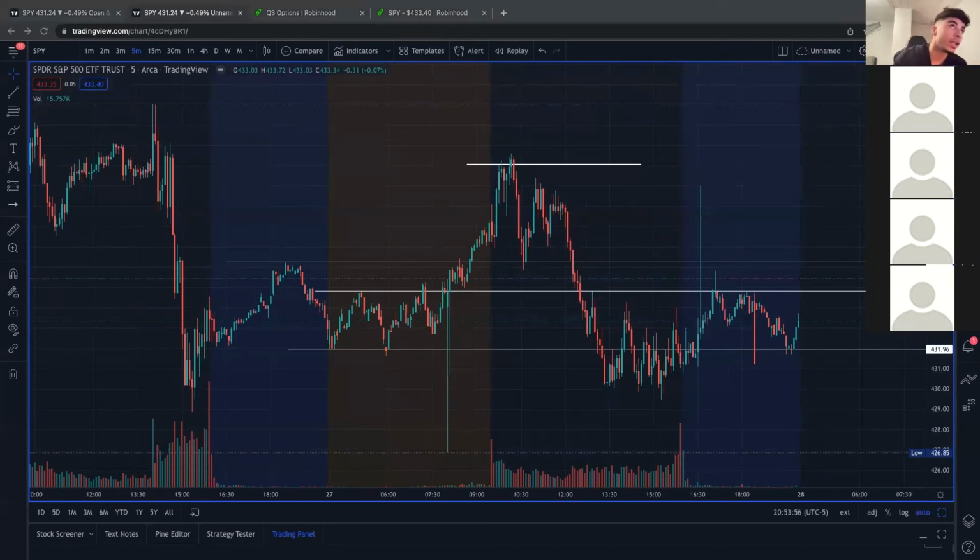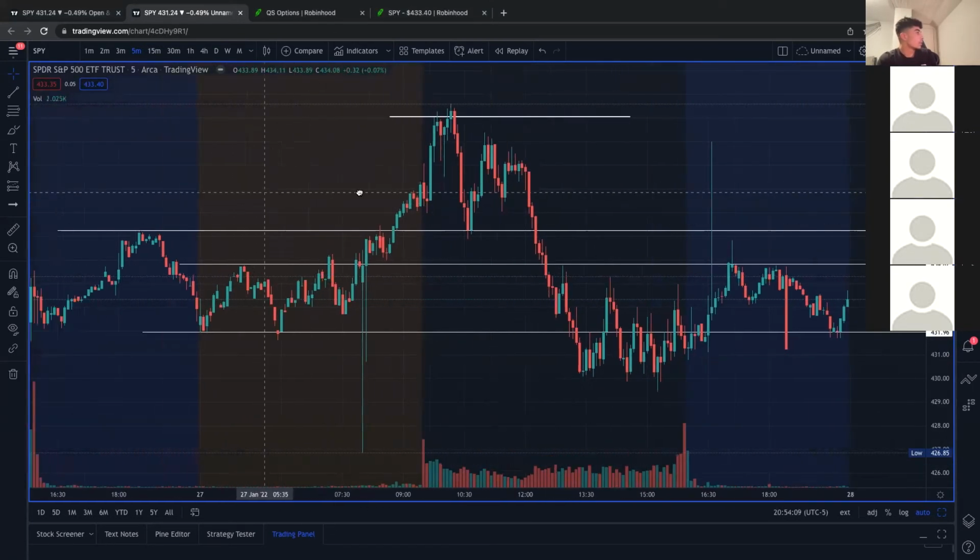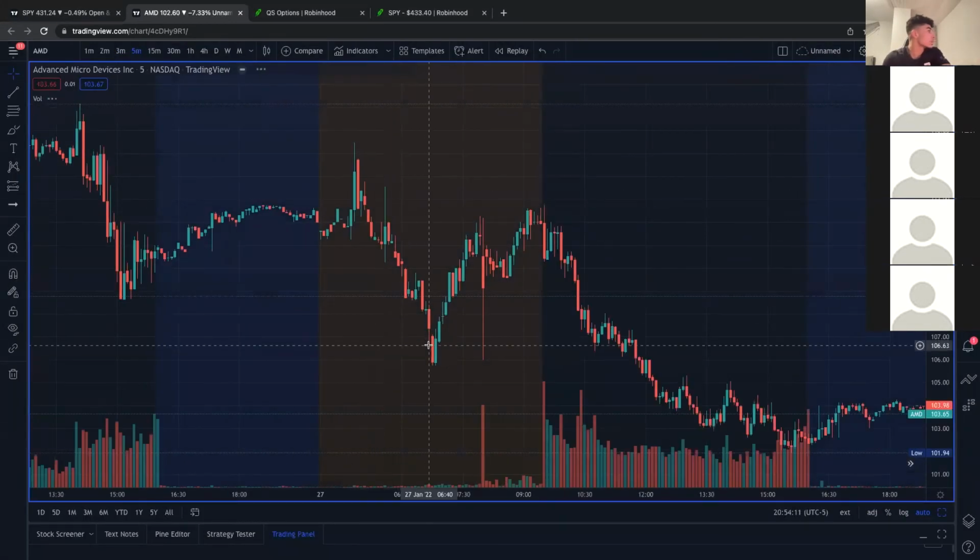Someone asked what indicators do I use? So I'm a very big pattern trader. My favorite way of trading is just assessing patterns. If I can find, let's see what pattern we can point out here. SPY is such a bad option for this.